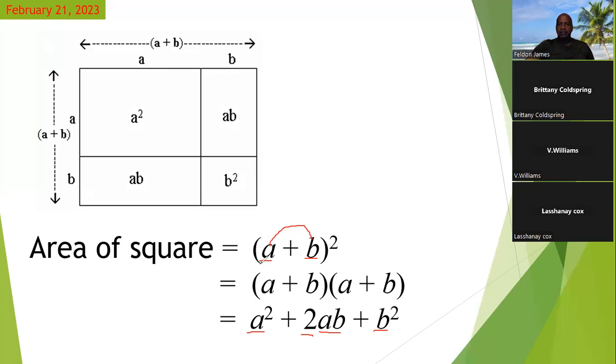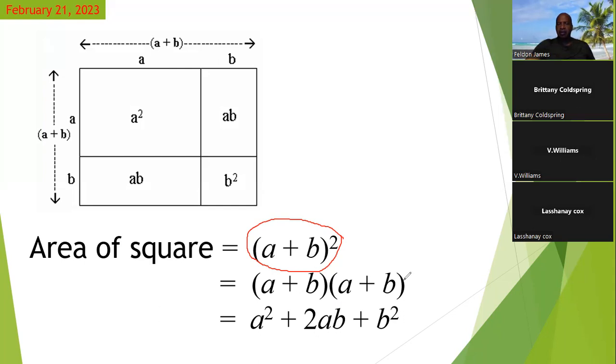So the perfect square expression has 2 forms to it. It has the form in the factorized form. So this is the binomial in the factorized form.